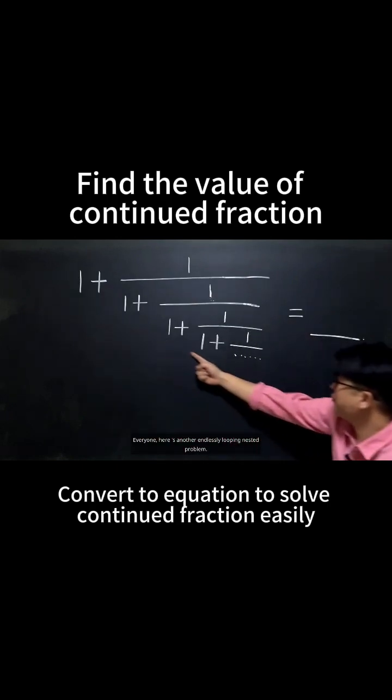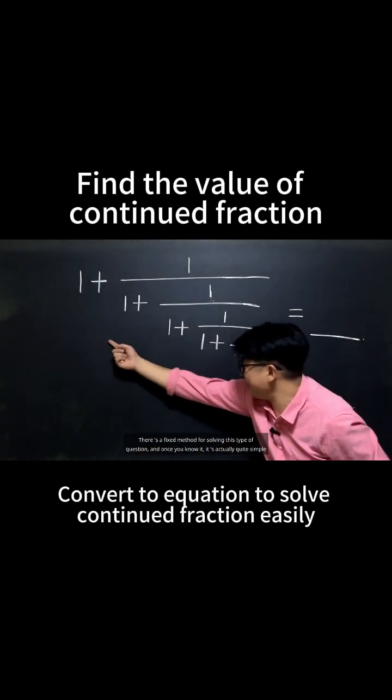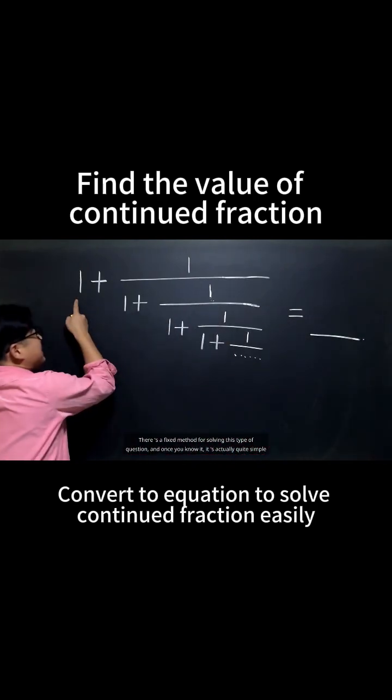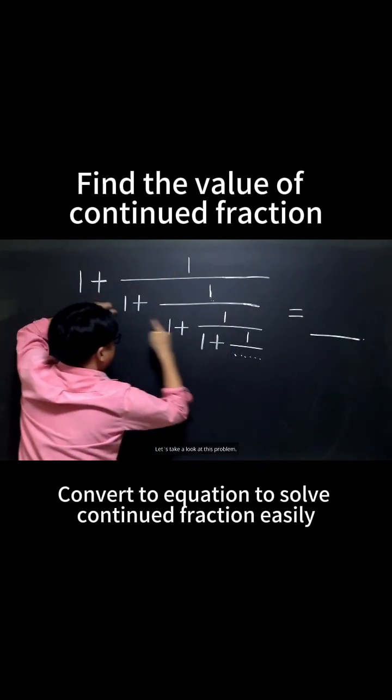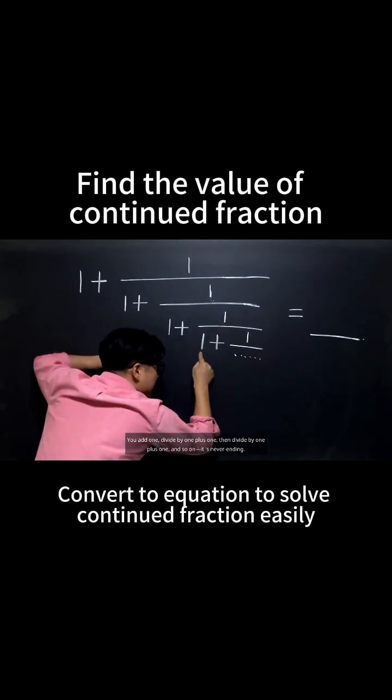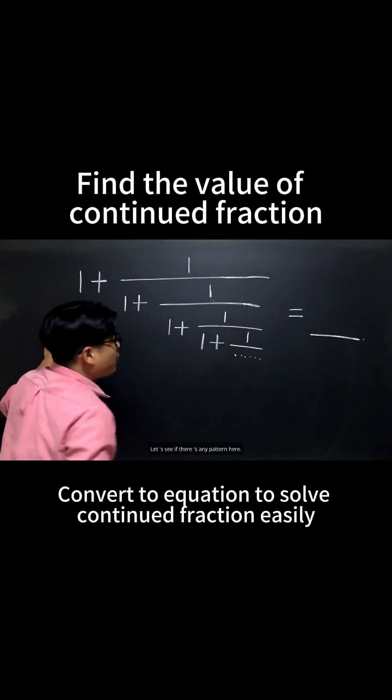Here's another endlessly looping nested problem. There's a fixed method for solving this type of question, and once you know it, it's actually quite simple. Let's take a look at this problem. You add 1, divide by 1 plus 1, then divide by 1 plus 1, and so on. It's never ending. Let's see if there's any pattern here.